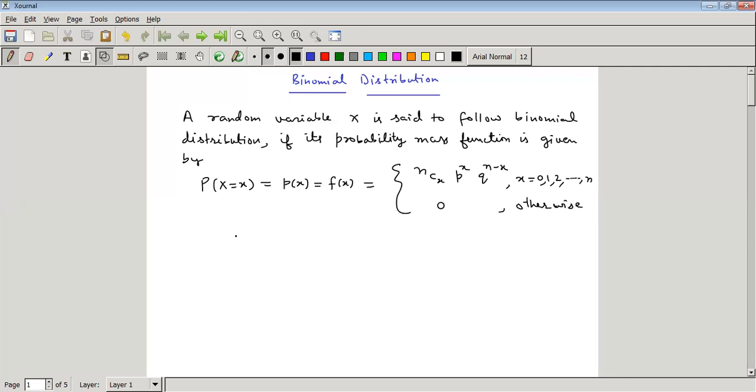And the condition, that is, what is p and q? The sum of p and q is 1. Or we can say q is 1 minus p. So this is how we denote this binomial distribution. We also denote this by b of x and p. These are the parameters for the binomial distribution.